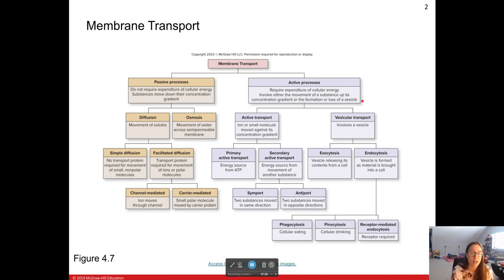So we're going to focus mainly on channel-mediated facilitated diffusion, primary active transport, and then a little bit about exocytosis. Those are sort of the 3 main ones that we really have to review and really know well for moving into the muscular system and the nervous system.